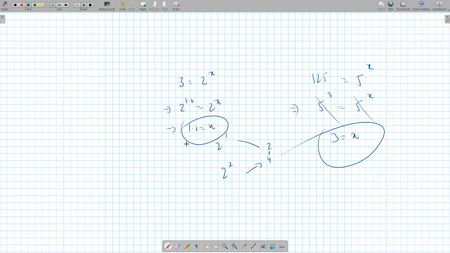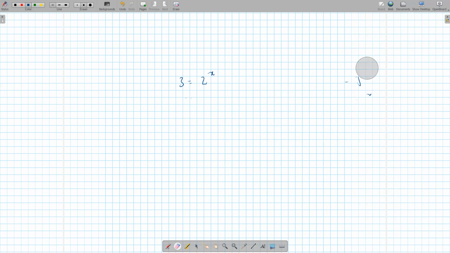But that's not the precise answer. 1.6 is just an approximation. Okay. 1.6 is simply an approximation. We can be way more precise. So now what do we do in this case? To solve something like this, to solve an exponential equation, we need to look at a different kind of function. If you have a calculator on you, you'll see there is a button called log on your calculator.